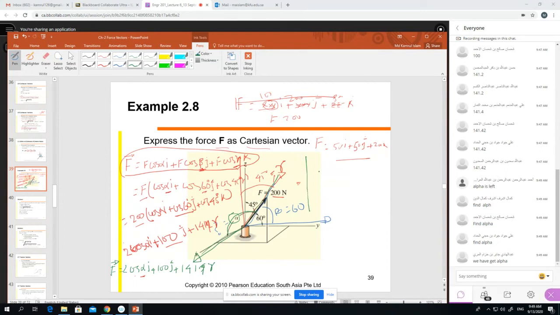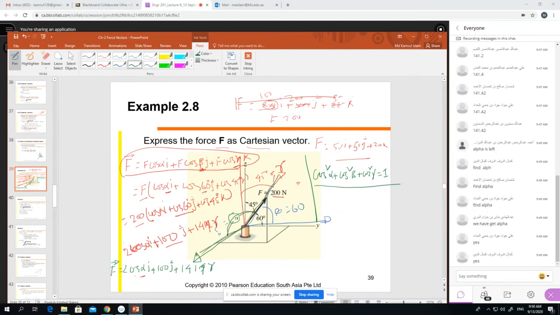Yes, correct. We just learned a formula: cos squared alpha plus cos squared beta plus cos squared gamma equals 1, right? We know this formula is correct. If it is correct, then we can write cos squared alpha, since we don't know the value of alpha, plus cos squared 60 degrees for beta plus cos squared 45 degrees for gamma equals 1. Now solve this one. The only unknown is alpha. So tell me how much alpha equals. Do the calculation and tell me.